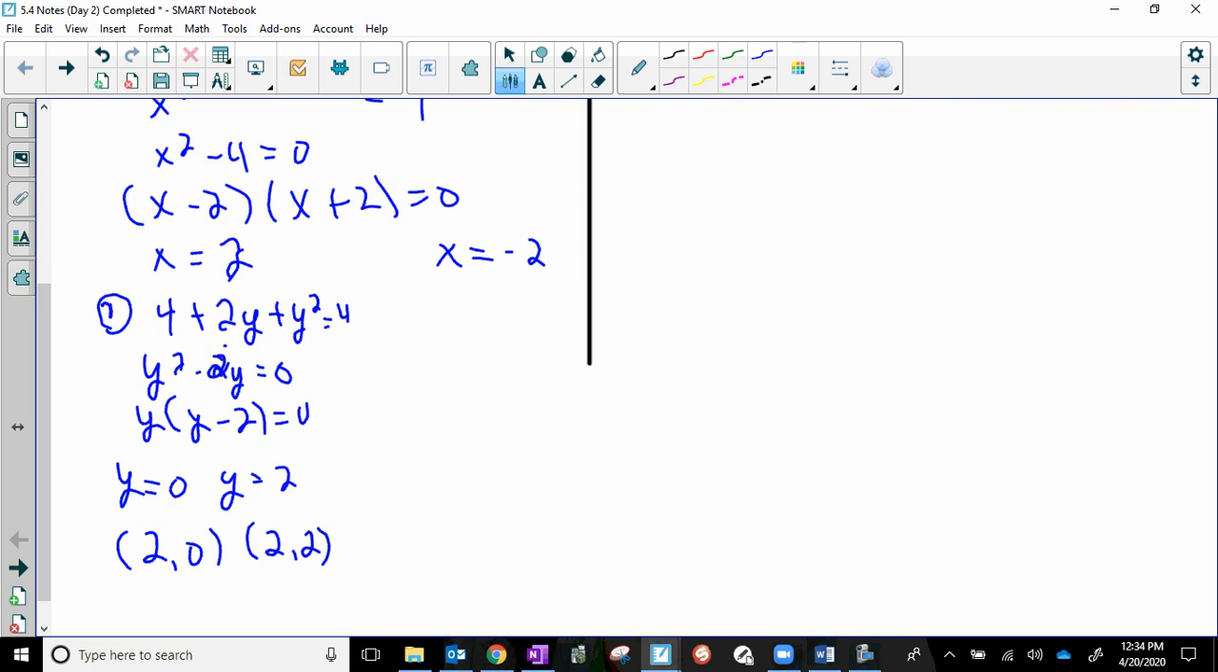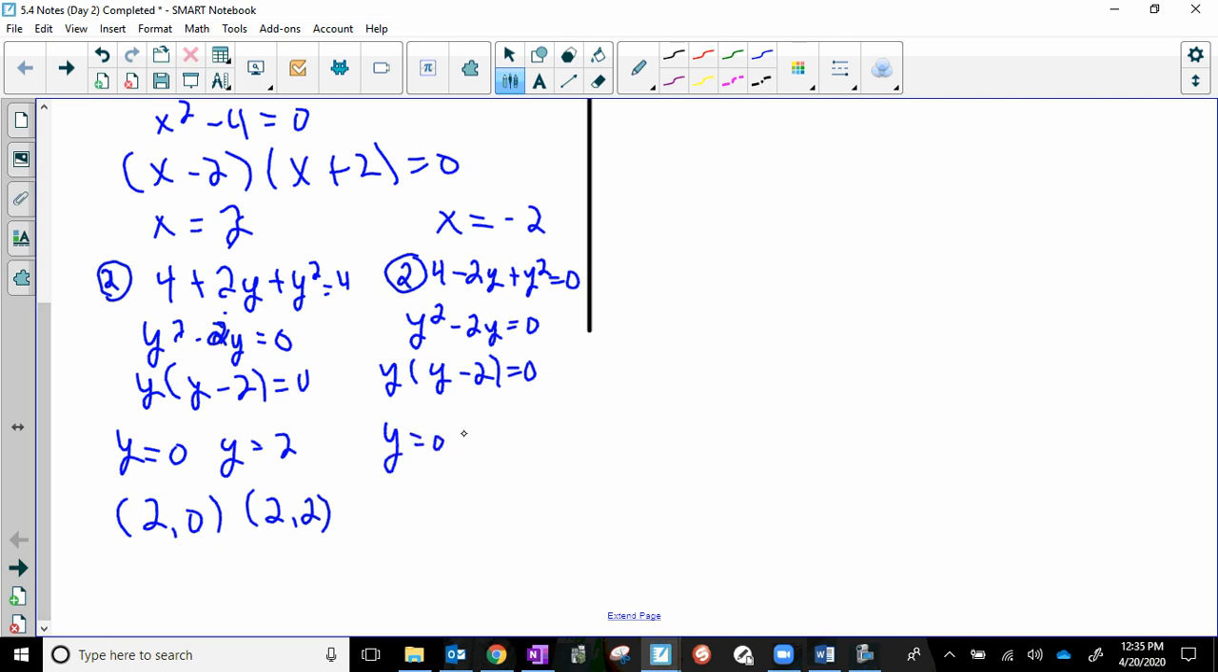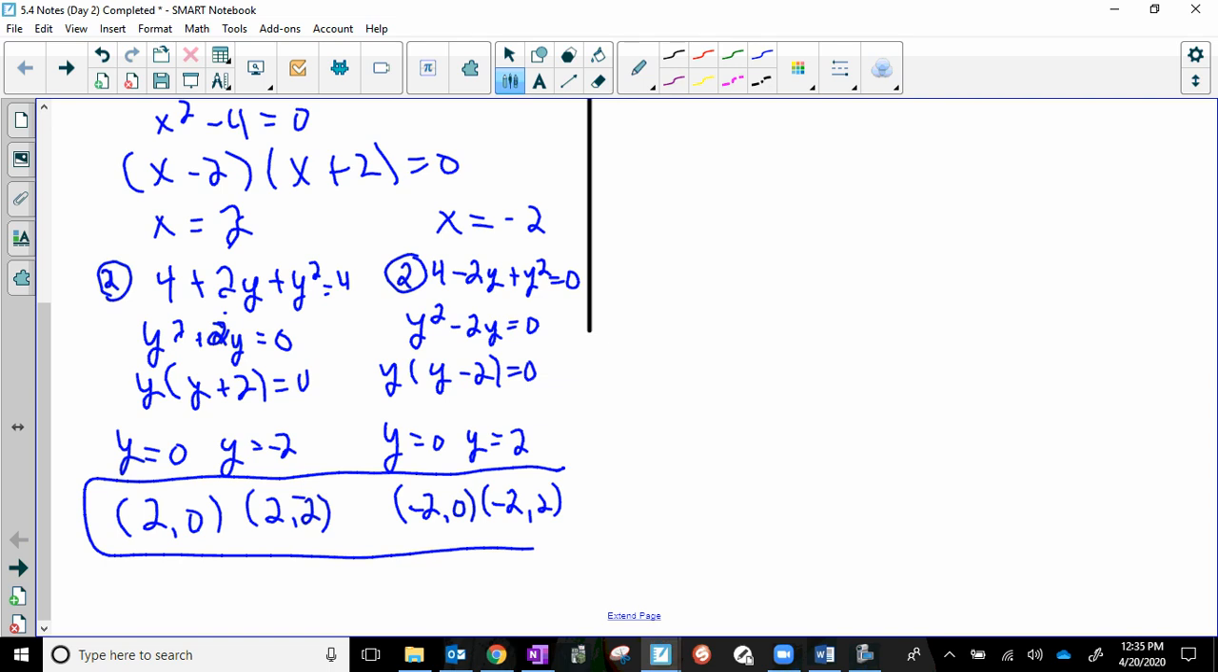And then I can go solve for when x is negative 2. So we go back to our second equation. We just plug it in real quickly. And still get 4. This time it's going to be minus 2y, and everything else looks the same. Set each factor equal to 0. Sorry, error on the last one. That was a plus, so that becomes negative. And we come up with negative 2, 0 and negative 2, 2. So there are four solutions to the system of equations.